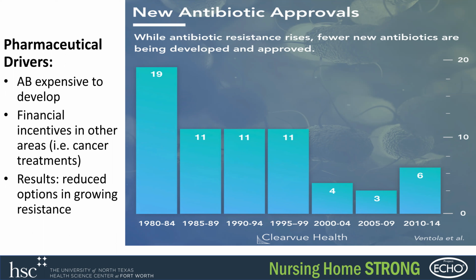And the question is, why is the drop off? There's a couple of reasons I think that's happening. One is that antibiotics are expensive to develop from the manufacturing side. Also, there are large financial incentives for the manufacturers to work in different areas, an example being cancer therapies. There's a lot of funding you can get through cancer research for new medications, and we haven't had that for antibiotics. And the result is we have a reduced number of options growing for bacterial resistance. Next slide, please.